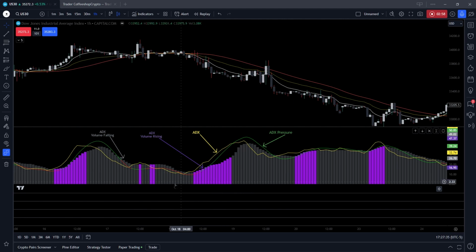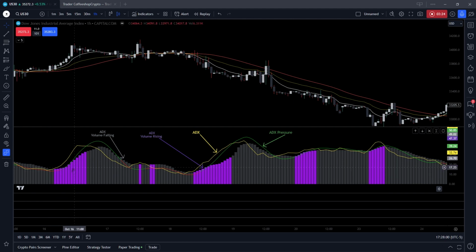So, for example, here, this is the ADX pressure line, this green line. When it's green, you have pressure building. That's what that means. It doesn't mean it's going long or short. It just means that pressure is building. You can see that it changes to green here and stays green this whole time. It stays green even when the ADX is falling. So pressure is building.